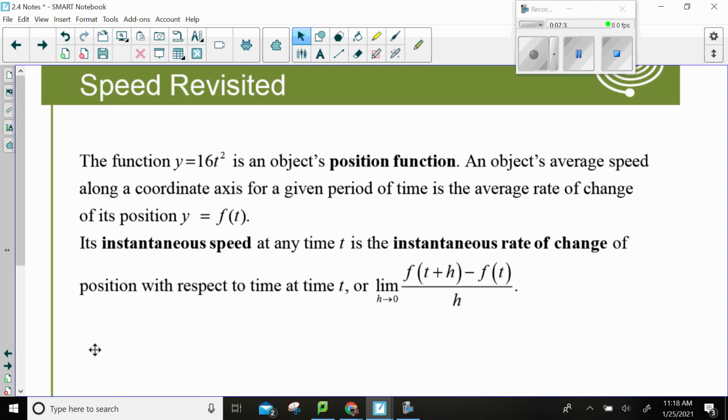Speed revisited. The function y equals 16t squared is an object's position function. An object's average speed along a coordinate axis for a given period of time is the average rate of change of this position. The instantaneous speed at any time is the instantaneous rate of change of position with respect to time at time equals t. So right here.